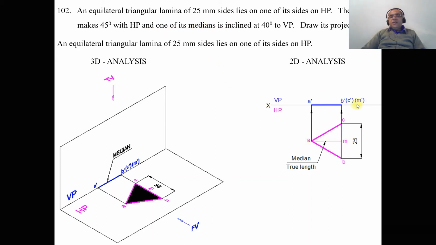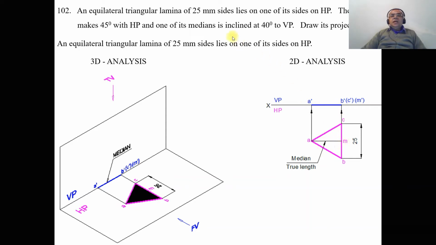If one of its medians, there are 3 medians here. Joining from a corner to the midpoint of the opposite side is one of the medians. So from B, there will be one median to the midpoint of A and C. And also from C, opposite to this is AB, the midpoint of AB. So you are going to have 3 medians. Why do we have to consider only this median?